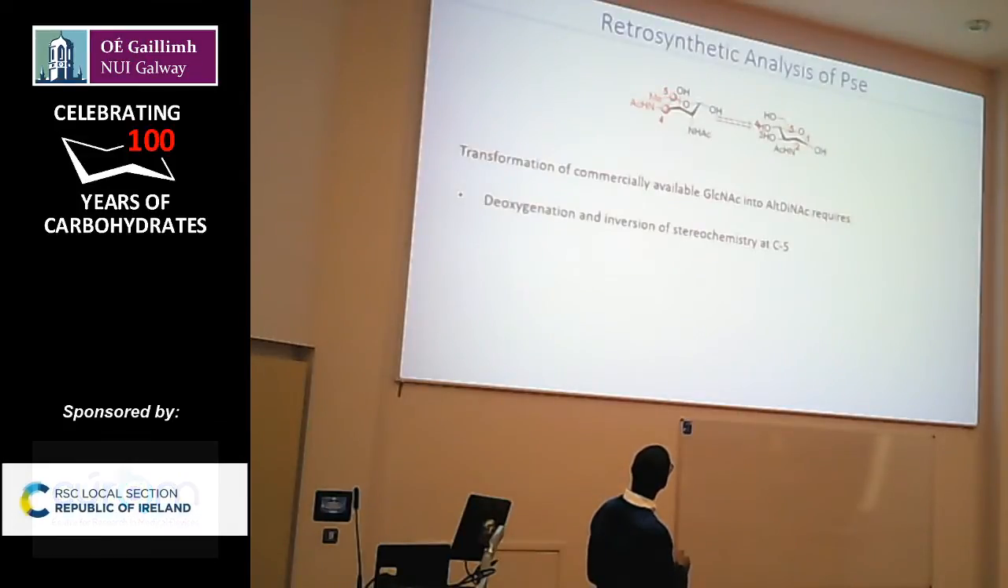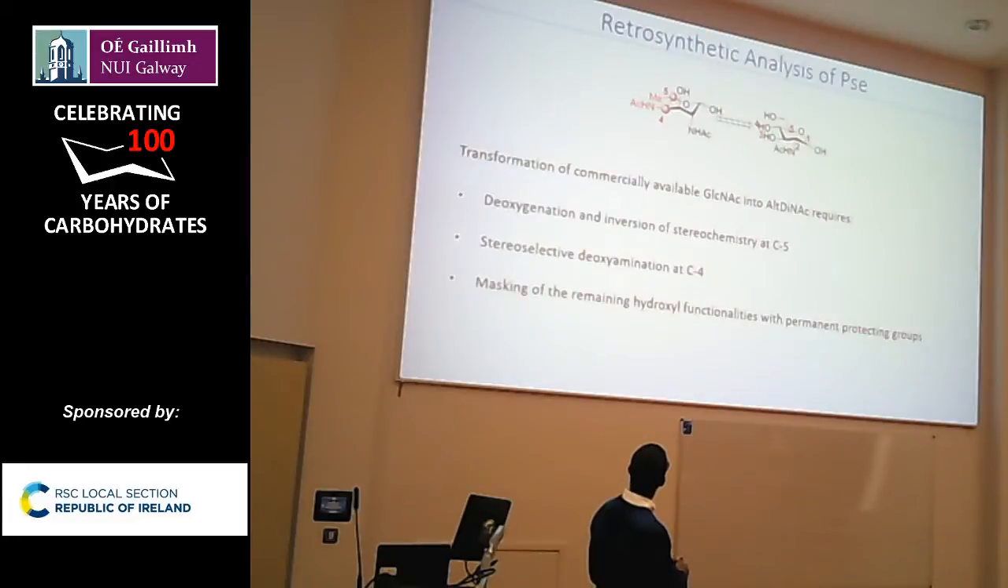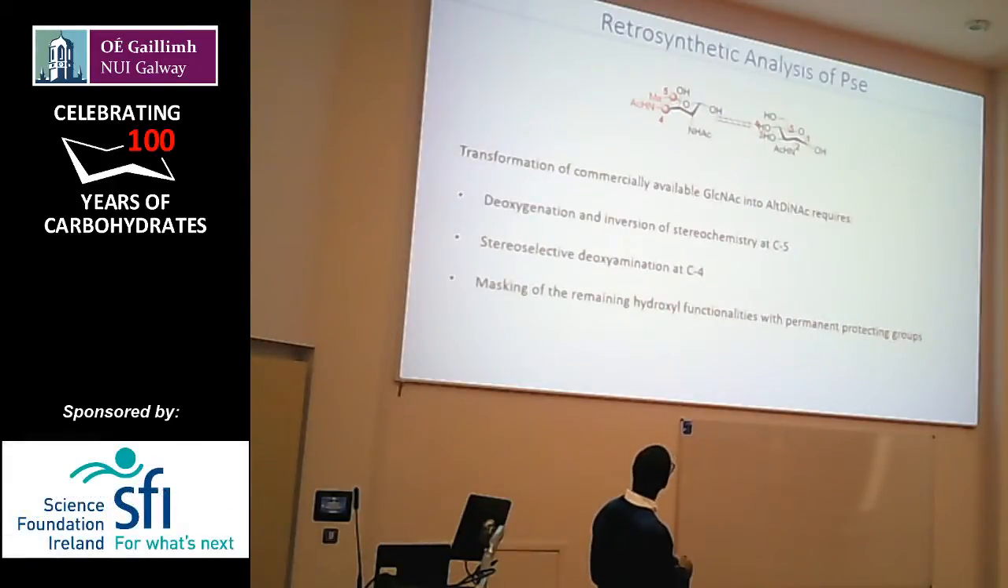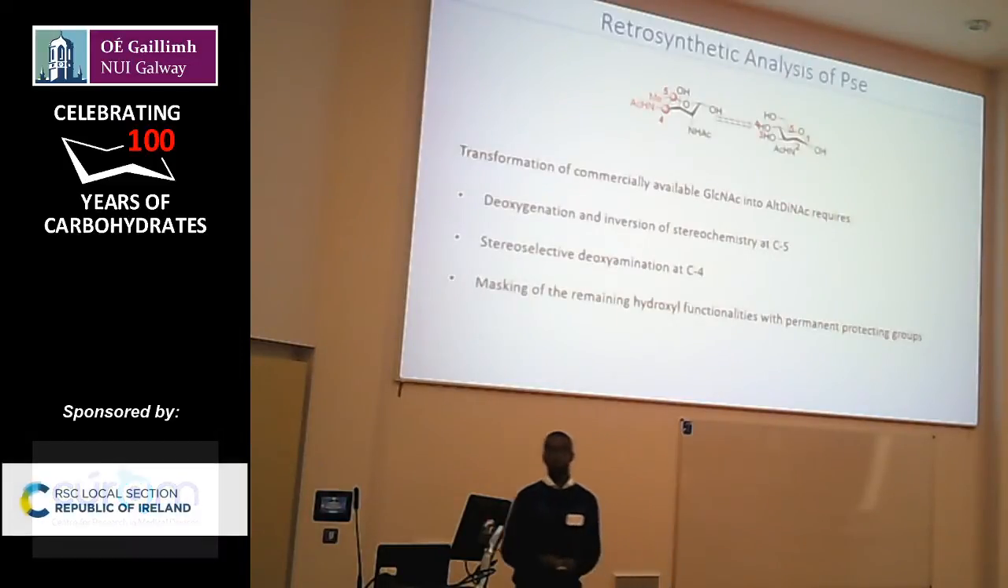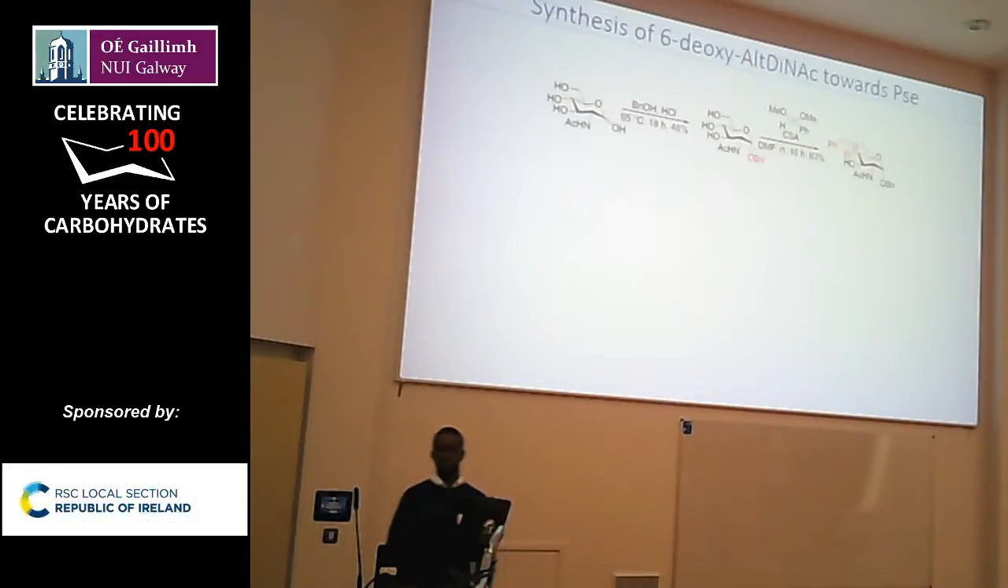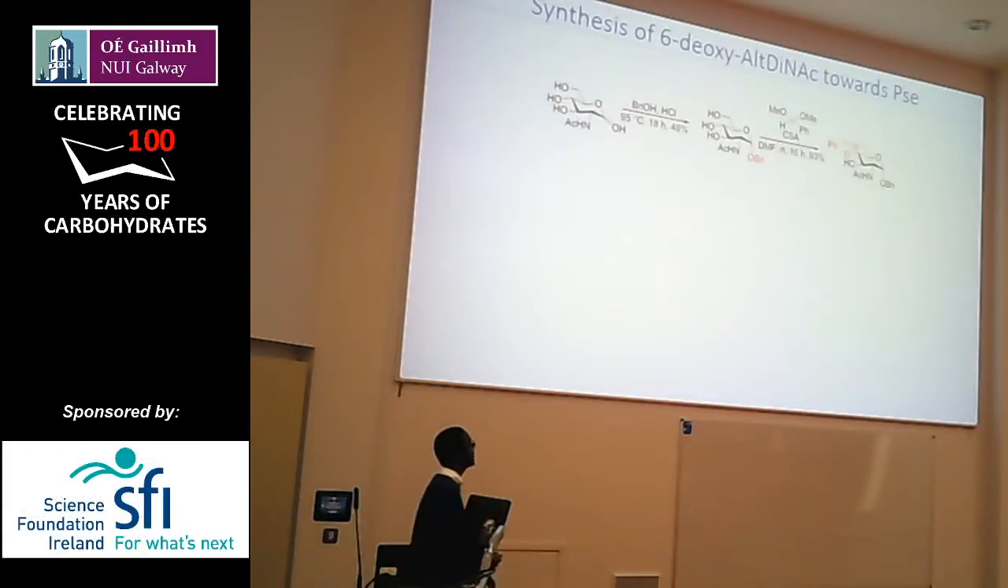Deoxygenation and inversion at C5 is necessary, as well as stereoselective deoxyamination at C4, which is quite tricky, and then subsequent masking of the remaining hydroxyl functionalities with permanent protecting groups, benzoyl esters in this case. So this is the synthesis, starting from commercially available glucosamine.